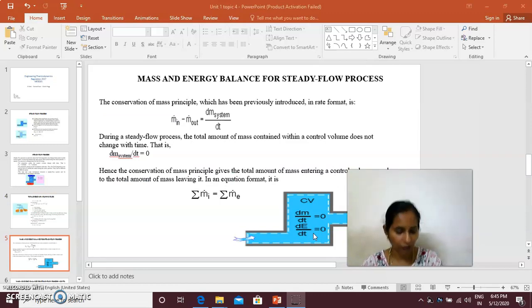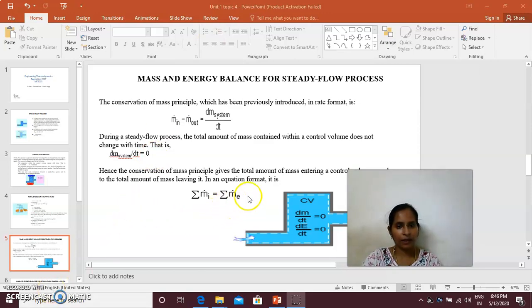And now again, that is the total energy which was derived, and now we will move to mass and energy balance for steady flow process. It is conservation of mass principle. We will get m in minus m out, total mass entering the system minus total mass leaving the system, is not changing with respect to time. It is conserved, it is constant. Okay. During a steady flow process, the total amount of mass contained within the control volume does not change with respect to time. dm system by dt is equal to 0.